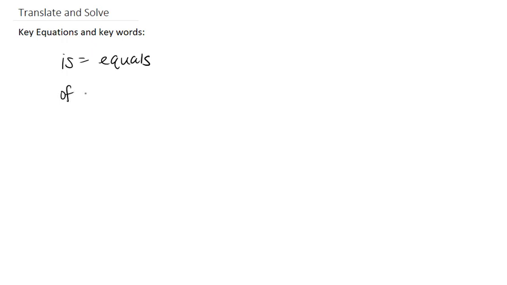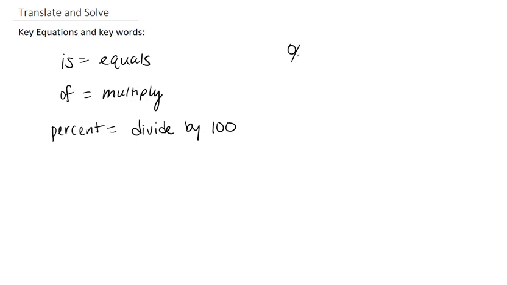Then when we see the word "of," we can think multiply. We're going to probably multiply that number by another number. Then we can see "percent," which we can think of putting that number and then dividing it by 100. So what this all boils down to is a key equation, which is our percentage over 100 times "of," which is equal to "is." So let's look at example 1 to help us solve for this.